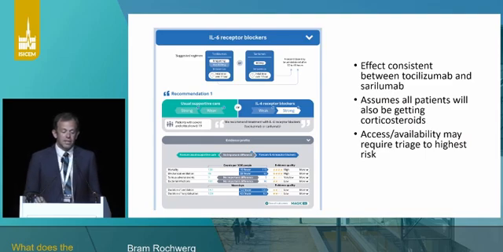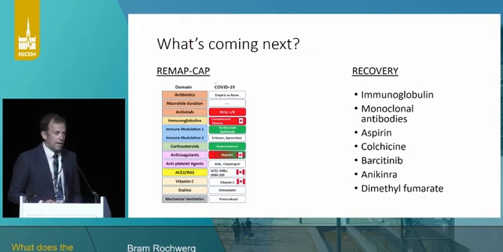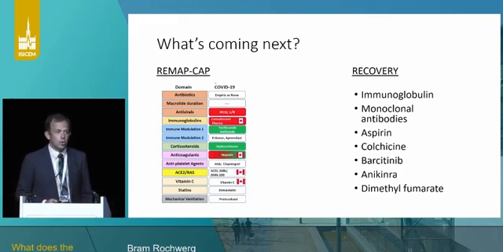Upon looking at the evidence summaries, the guideline panel made a strong recommendation for IL-6 receptor blockers, both for severe and critical illness from COVID. And given this consistent effect that we had heard about already today between tocilizumab and sarilumab, this strong recommendation applied to both agents. Pretty unbelievable what we've accomplished in such a short period of time.